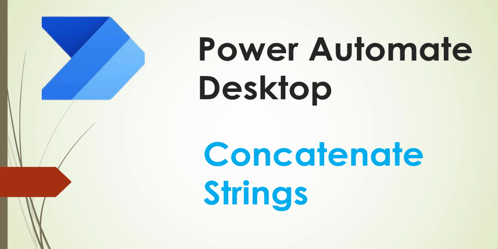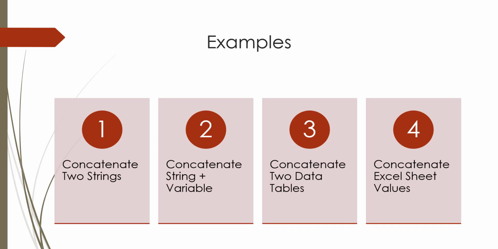In the previous video, we saw how to convert Excel column values into a list with the help of Power Automate Desktop. Now, I will explain how to concatenate strings by using the Power Automate Desktop flow. So let's see what examples I'm going to cover in this video. You will learn about concatenating two strings, concatenating a string and a variable, concatenating two data tables, and concatenating Excel sheet values. So these are the four examples provided in this video.